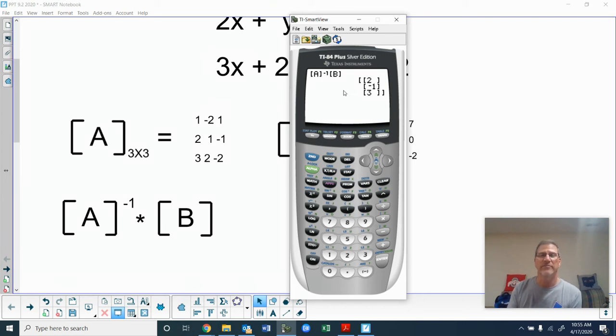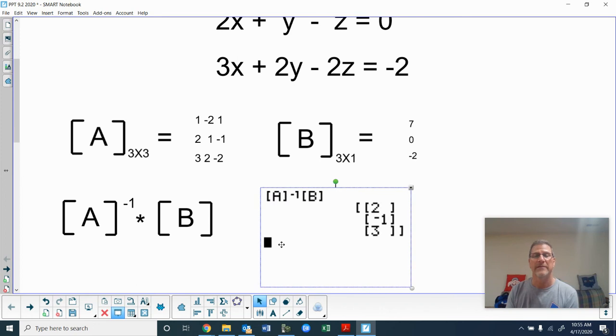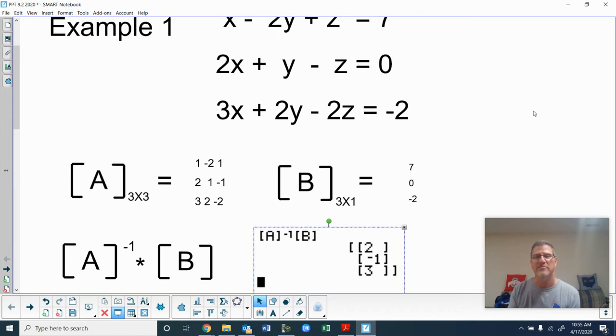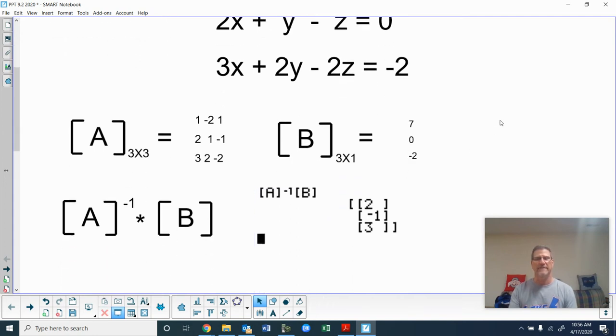All right, so our answer is 2 for X, -1 for Y, and 3 for Z. So if I were to substitute those numbers into each equation, in the top one I'd get a 7, in the middle one I'd get a 0, and in the bottom one I'd get -2. It works. Those 3 numbers work in all 3 equations. We just solved that system of equations, 3 equations with 3 variables using matrices. So basically it's all calculator work.